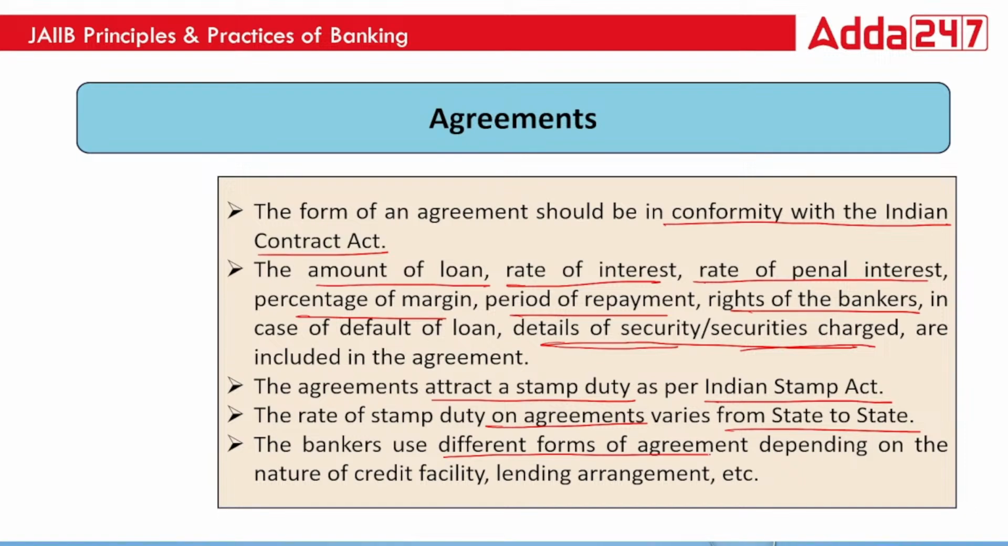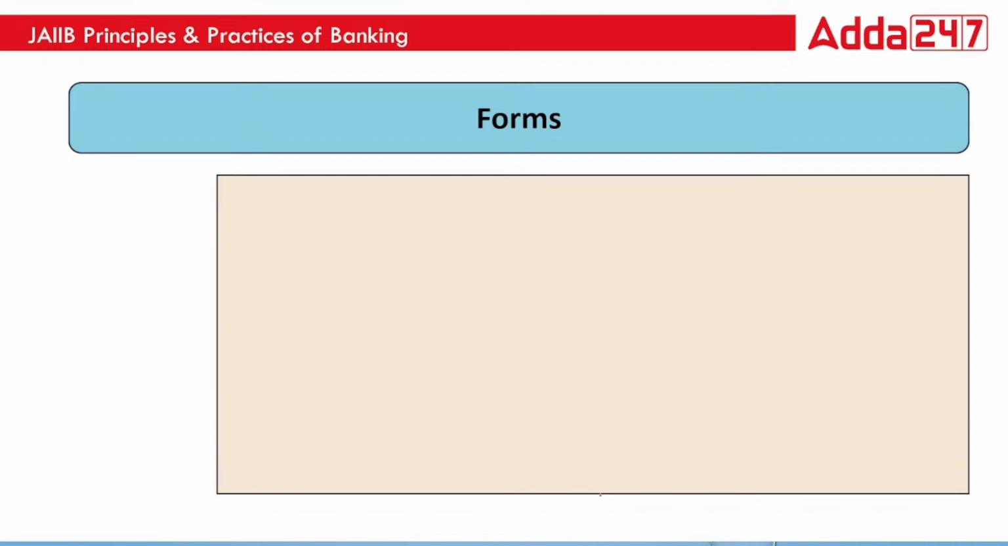Bankers use different forms of agreement depending upon the credit facility, whether the credit facility is retail, home loan, car loan, personal loan or business loan. So it will depend on the facility which you are providing and also on the lending arrangement. What kind of lending arrangement you have with the customer will also matter.